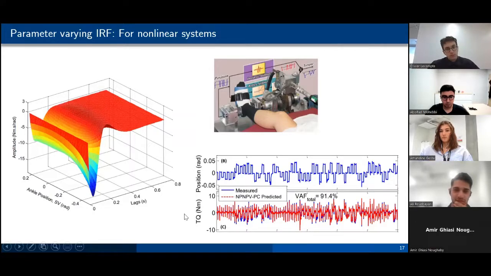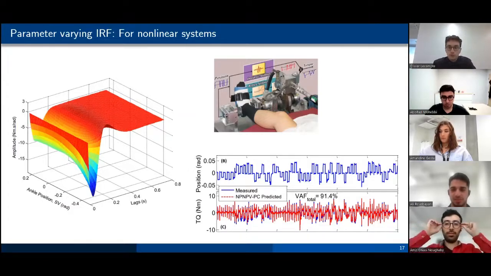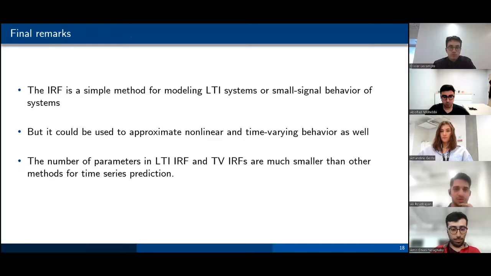As you can see in this paper, published by Ehsan Sobhani, the VAF, or variance accounted for, which shows how accurately the model is predicting, is 91% for this very complicated neuromechanical system, using an advanced algorithm which is essentially based on the IRF. So to conclude, the IRF is a very simple method for modeling LTI, or linear time invariant, systems, or we can use it for small signal analysis of these complicated systems, as I described.